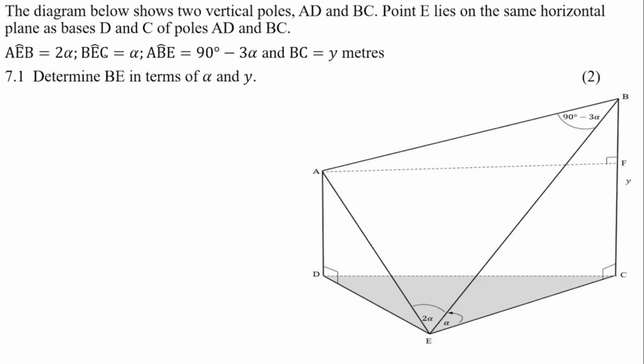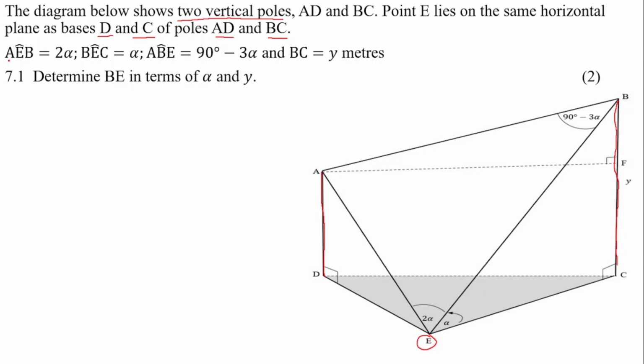Welcome back. Let's do question 7. The diagram below shows two vertical poles, AD and BC. Point E lies on the same horizontal plane as bases D and C of the poles AD and BC. So it means point E is on the same horizontal plane with D and C. They are forming a triangle DEC on the horizontal plane, right? So this is like 3D.